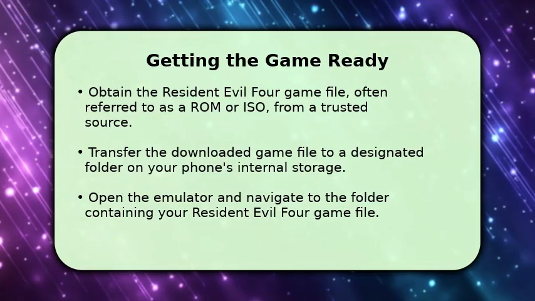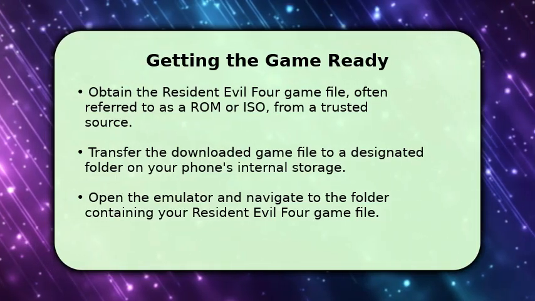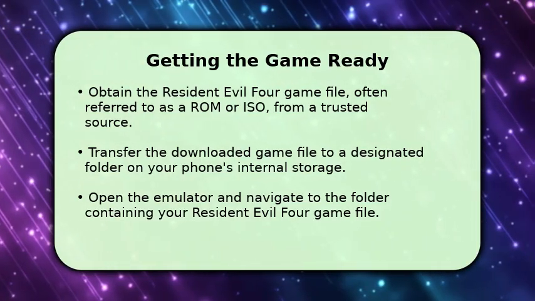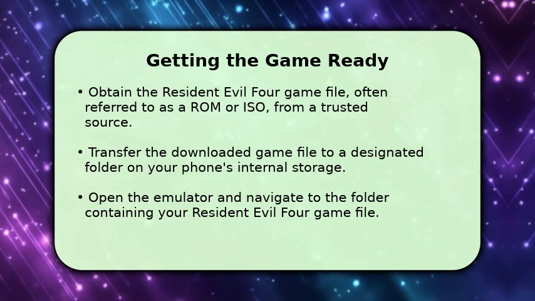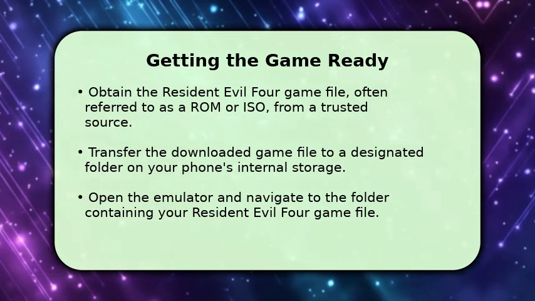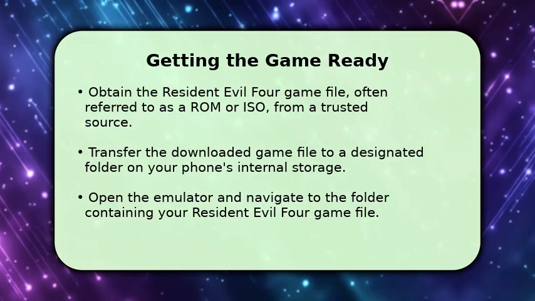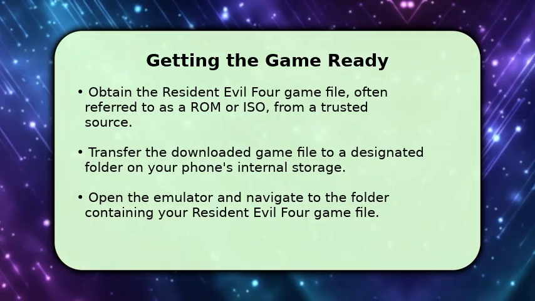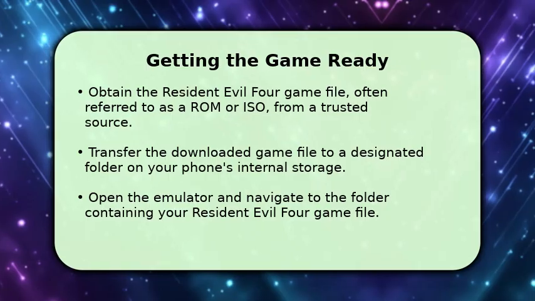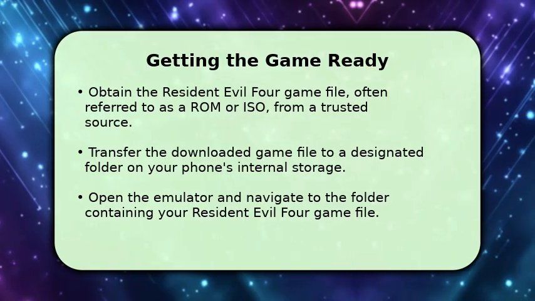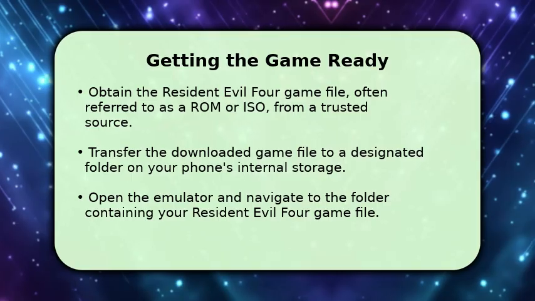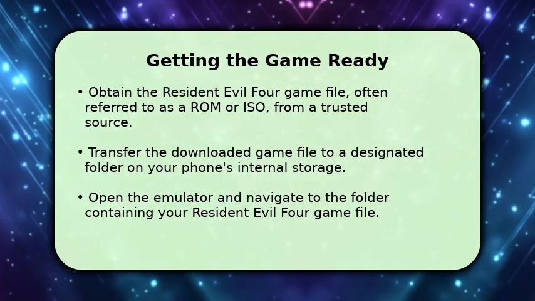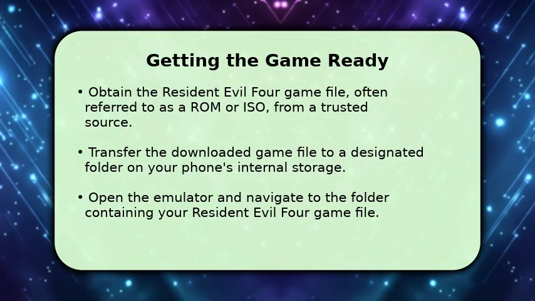Now you will need the Resident Evil 4 game file itself. This is typically an ISO or ROM file, which you can find through a quick online search from reputable sources. Once downloaded, transfer this file to a specific folder on your phone, perhaps one named Games or ROM. Then, launch your emulator, use its file browser to locate your game, and select it to load. This prepares the game for its first launch.